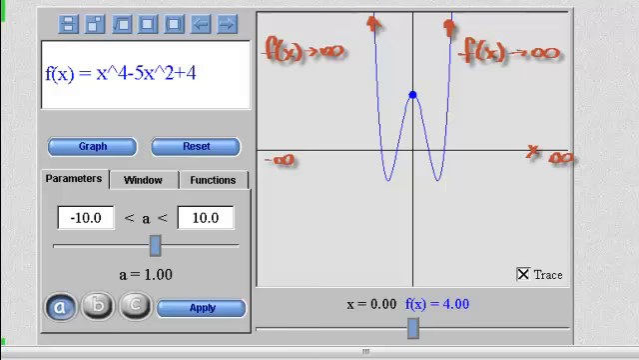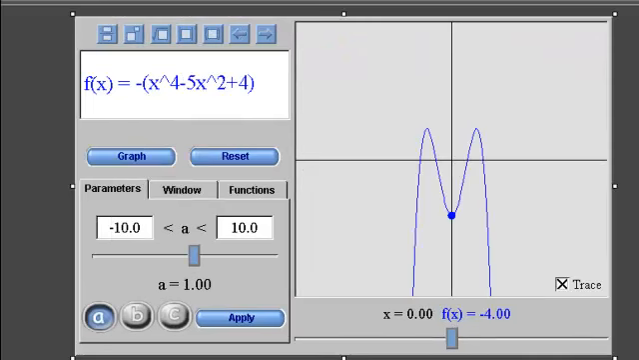I'll look at the negative version of this next, and both ends should be going down. I graphed the negative of our previous function. I just put a negative in front and then graphed it. And we see that because the leading coefficient is negative, the end behavior shows that both ends, both the left and the right, are going down once again.